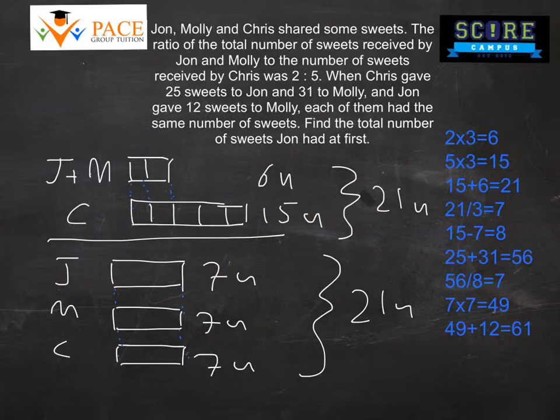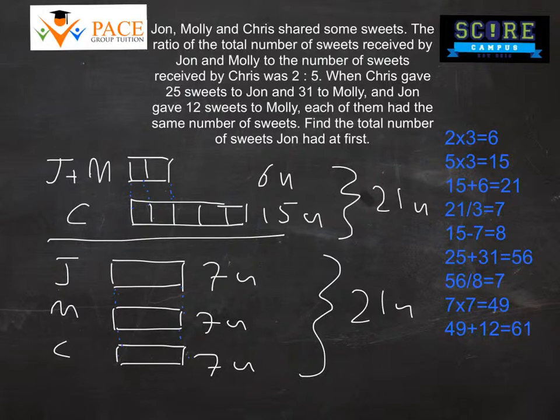15 minus 7 equals 8. This is the number of units that Chris lost. He lost these 8 units by giving away 25 and 31 sweets. So 25 plus 31 equals 56, and 56 divided by 8 equals 7. So this 7 is equal to 1 unit. Now I take 7 times 7 equals 49 because John here has 7 small units. And he gave away 12 sweets to Molly, right? So 49 plus 12 equals 61. So the number of sweets John had at first is 61.